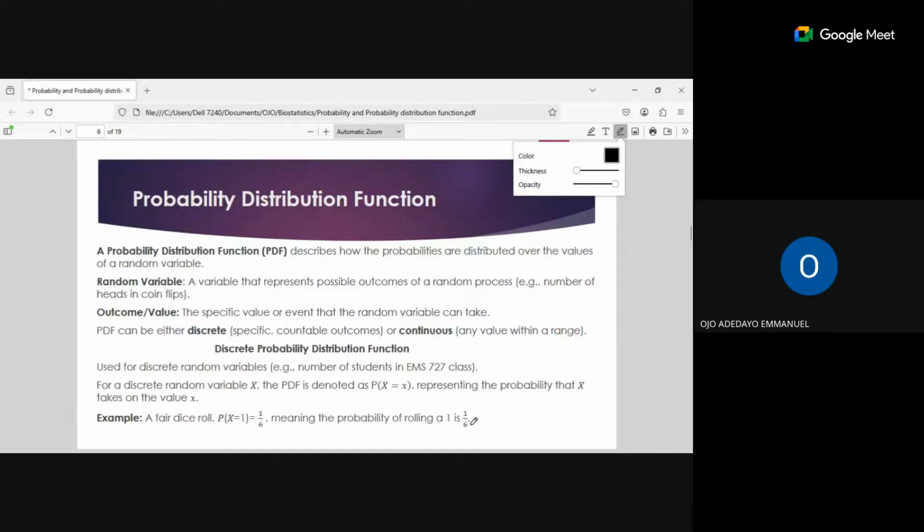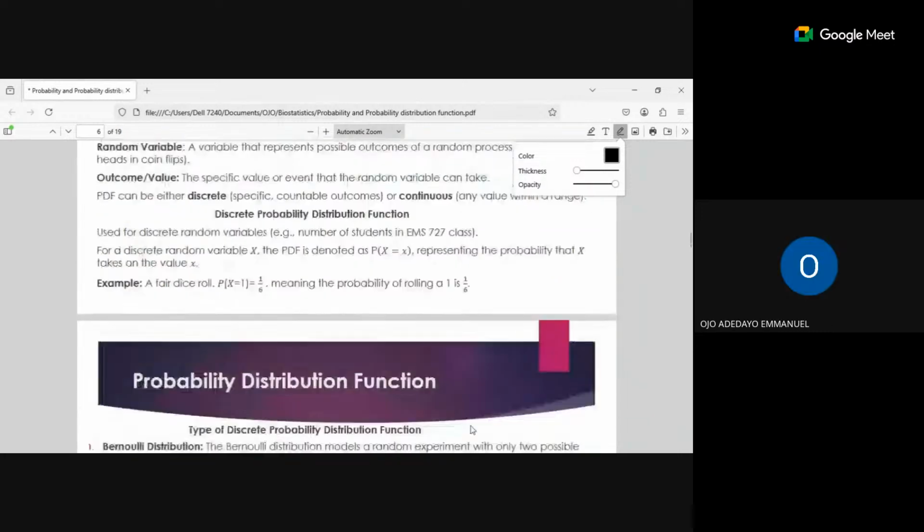If I ask you, what is the probability that the die is going to show me 2? How many 2 do we have in a single die? Just 1, so it's still 1 over 6. If I ask, what is the probability that it is going to show me 5? How many 5 do we have in just a die? Just 1, so we are going to have 1 over 6.